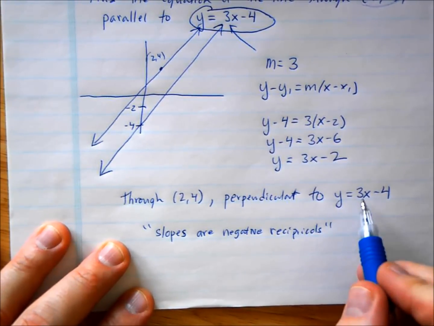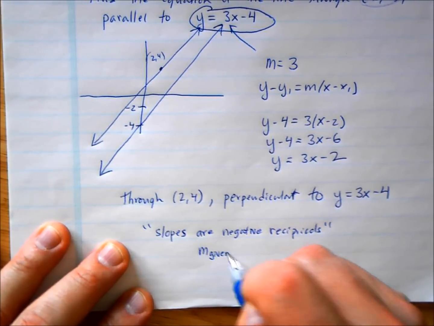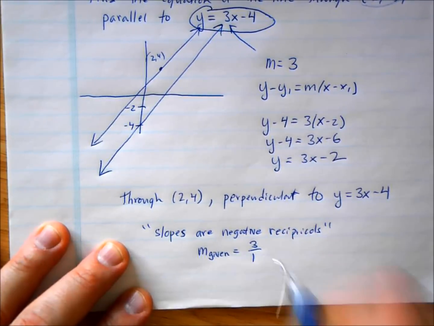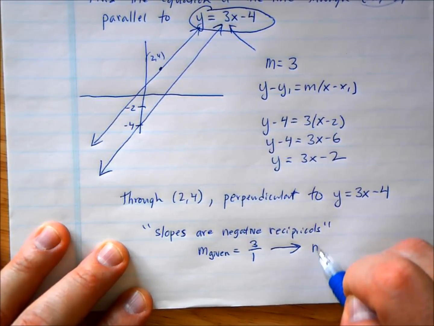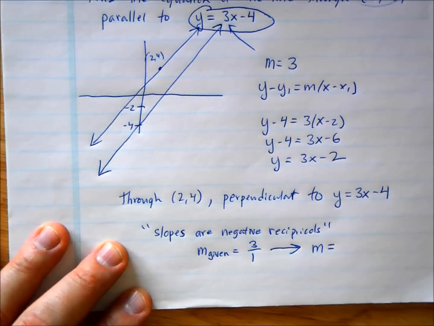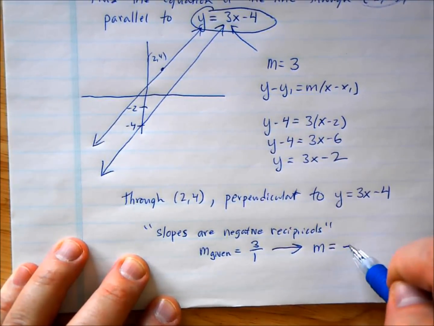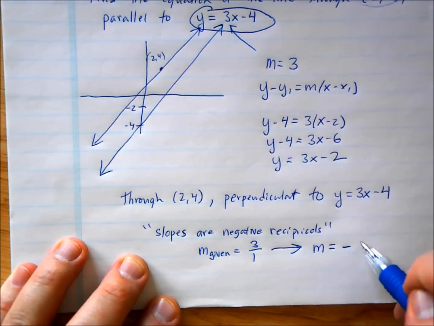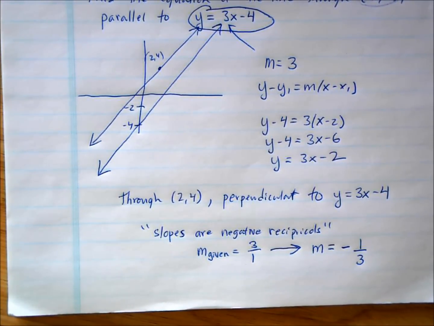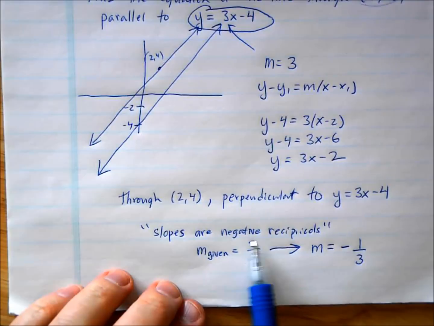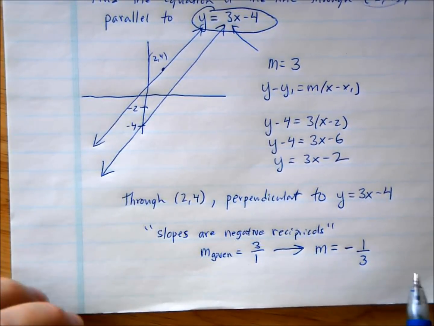So the slope of the given line is 3, and I'm going to think of 3 as being 3 over 1. That tells me that the slope that I want is the negative reciprocal. So negative reciprocal means change the sign. Since this is positive, I make it negative. And reciprocal means flip it over. So that's what negative reciprocal means. If this had started out being negative, then I would change the sign and this would be positive. And then I would simply flip it over again.